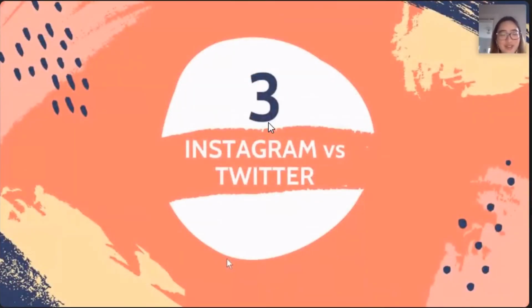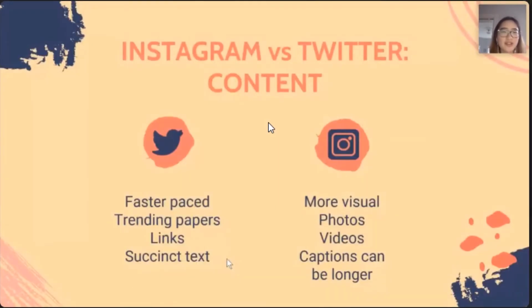Yeah. So some differences now between Instagram and Twitter, just quickly, the content. I find that Twitter is definitely more fast-paced. Trending papers are constantly populating the Twitter profiles, and we've got links that are clickable and very succinct text, 280 characters.